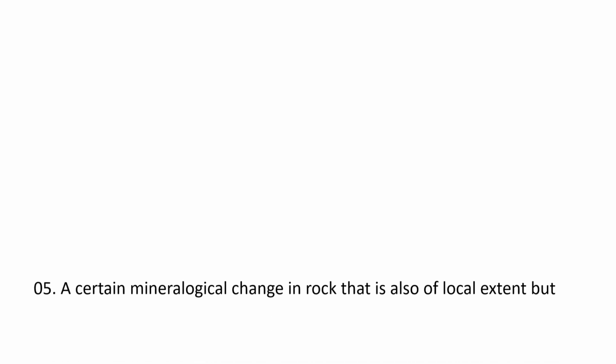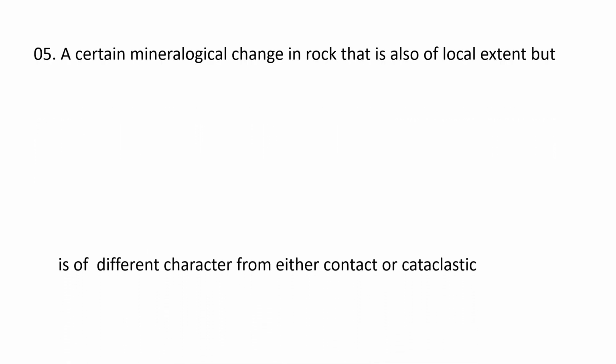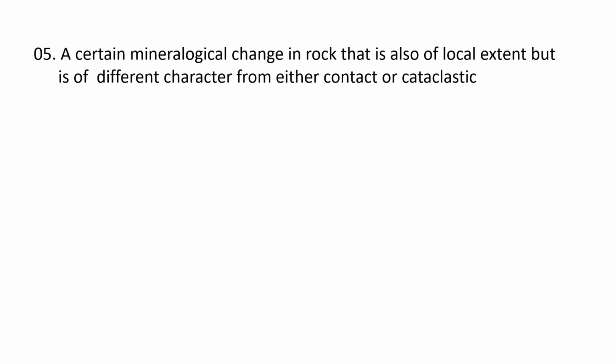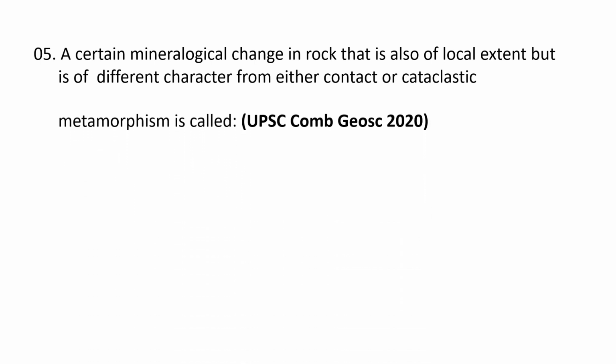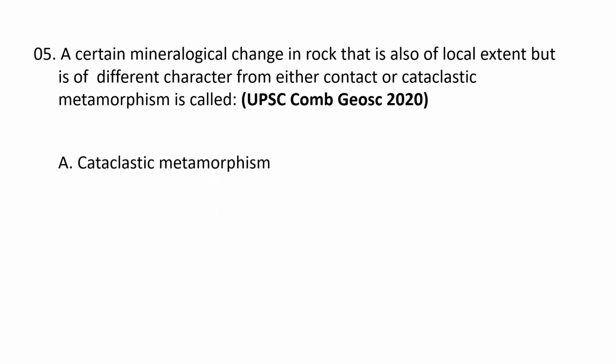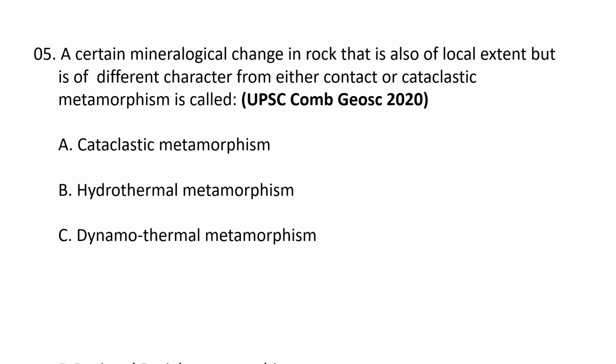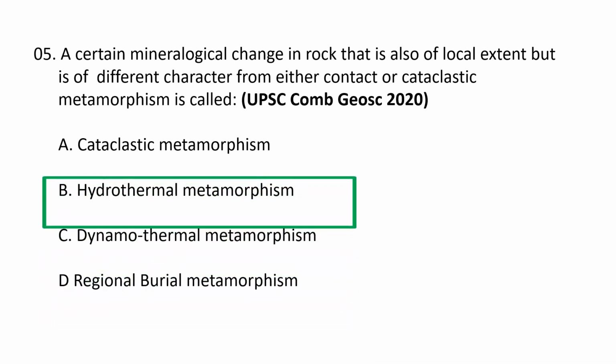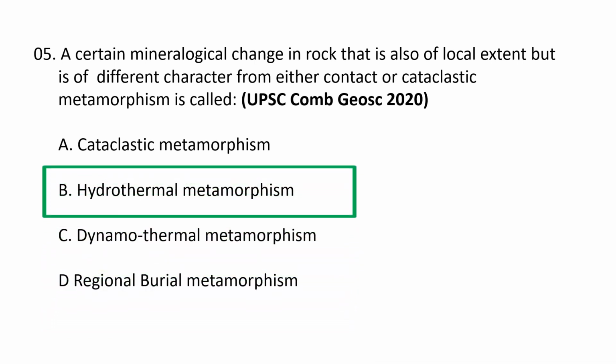Next question. A certain mineralogical change in rock that is also of local extent but is of different character from either contact or cataclastic metamorphism is called: A. Cataclastic metamorphism, B. Hydrothermal metamorphism, C. Dynamothermal metamorphism, D. Regional burial metamorphism. Hydrothermal metamorphism is the result of interaction of the rock with a high temperature fluid of different composition, and the difference in composition between an existing rock and the invading fluid triggers a set of metamorphic and metasomatic reactions. So here the correct option is B.